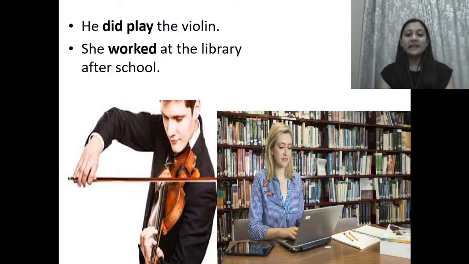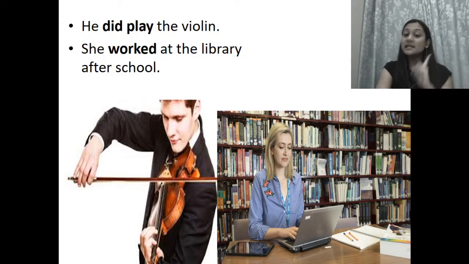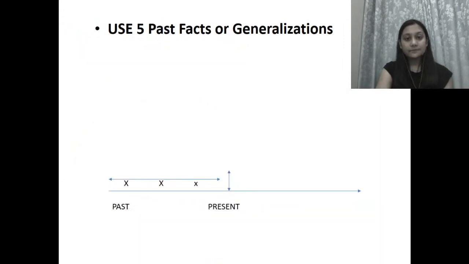She worked at the library after school. She was working there in the library, maybe because that was her part-time job. She wanted to do that job. I mean, that was something which she used to do in the past. That was her past habit or past activity, right? Which took place, let's just say, ages or years back.